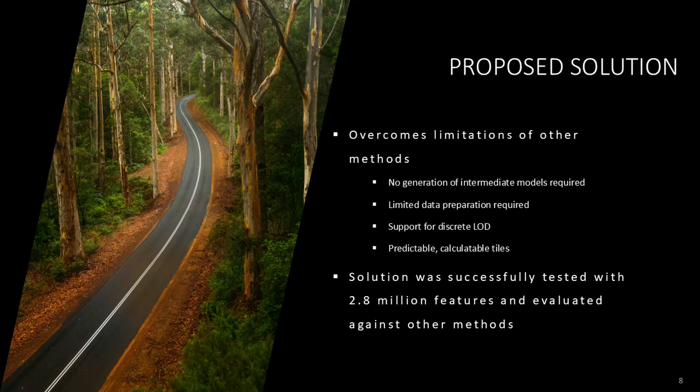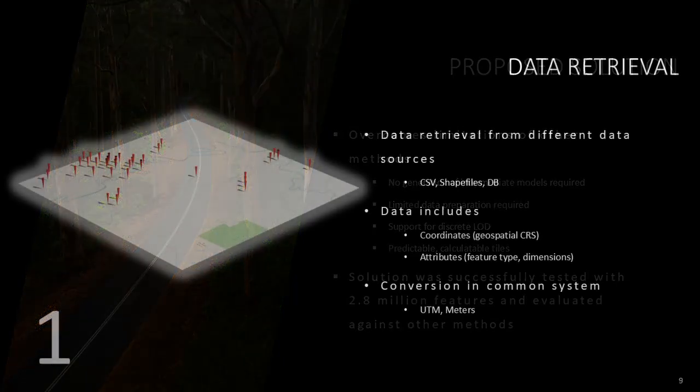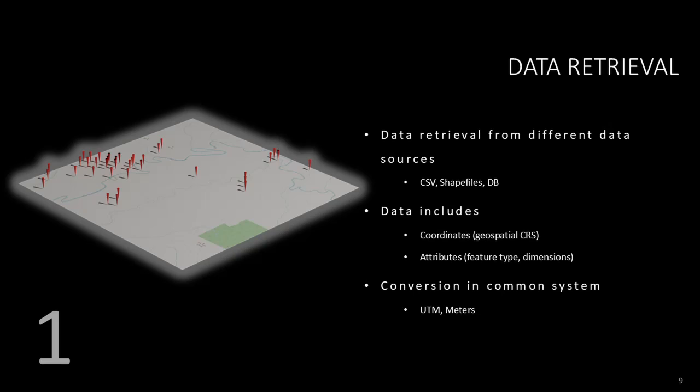Our implementation does not require intermediate models. It only requires limited preparation of the data. It supports discrete LOD, and it applies a tiling method that is predictable and calculable, which allows the partial recreation of the tile sets. Our solution was successfully tested with 2.8 million point features in a realistic forest inventory dataset. The data processing of our application can be split into multiple different steps.